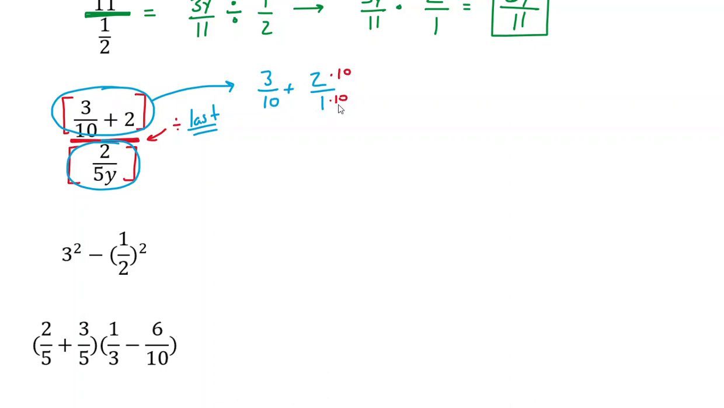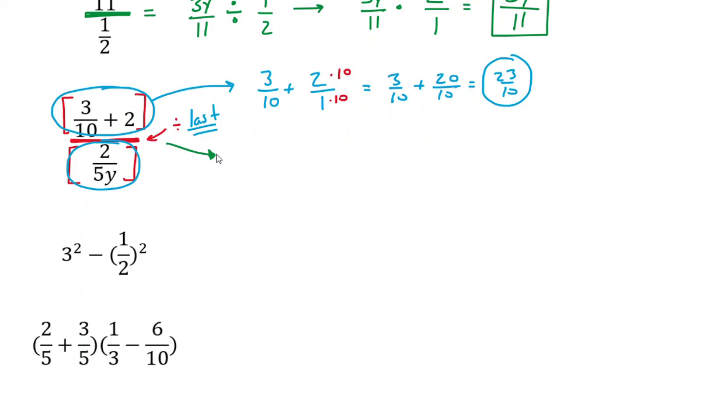And so 1 times 10 is 10. So this becomes 3/10 plus 20/10, and that's 23/10. Now that's what the numerator is. We simplified it as much as we could. Now we can put it back in the problem. The denominator is already simplified as far as we can take it, so I'm going to rewrite the problem now.